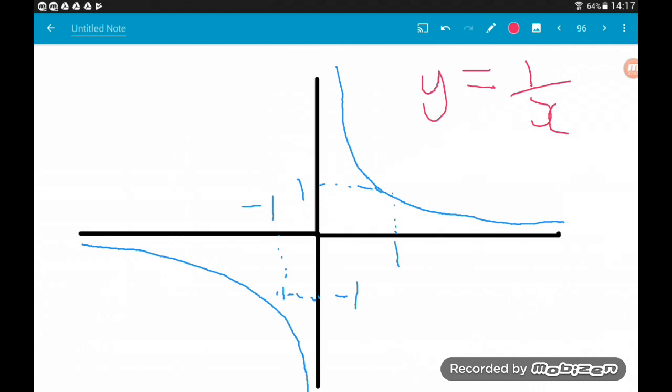Or, on the flip side, as x is getting smaller and smaller and smaller, so closer towards the y-axis, the value of y is shooting off up to positive infinity.